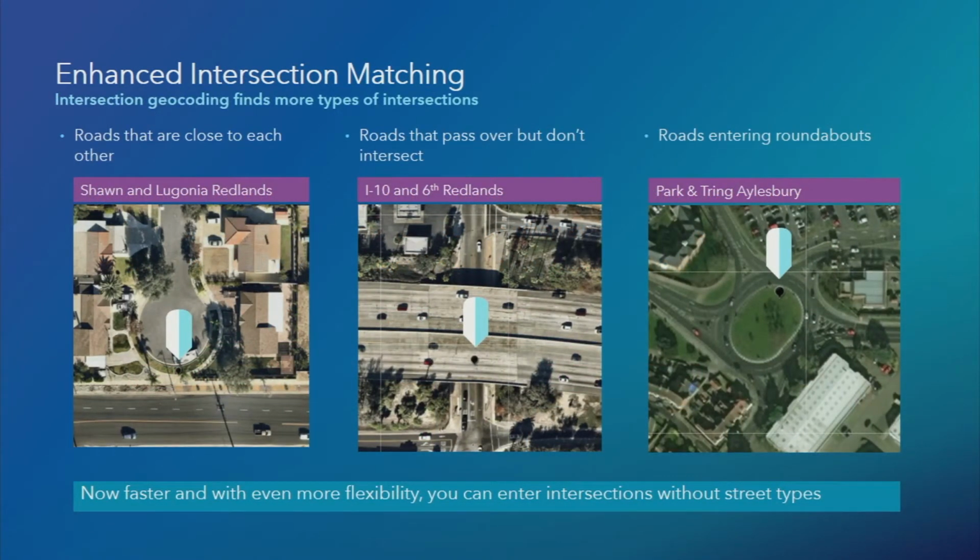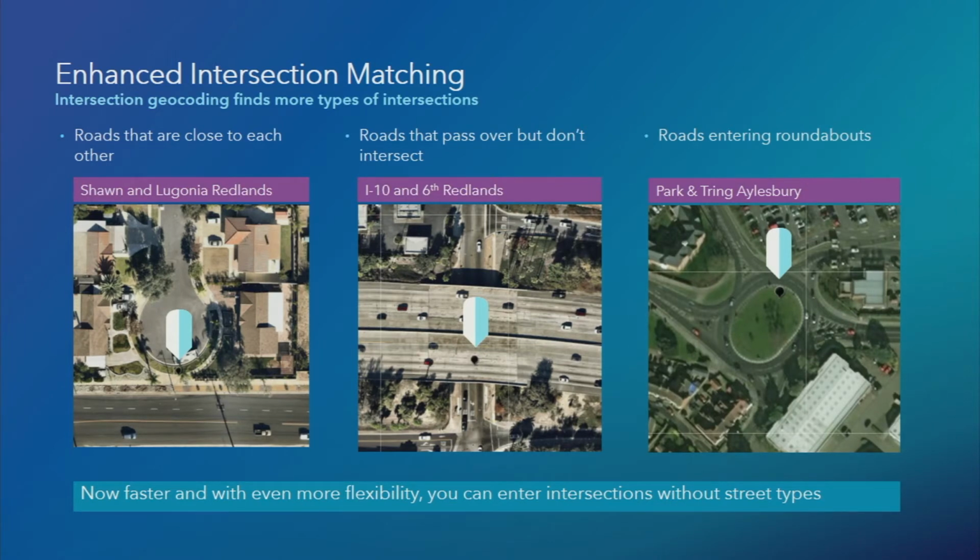We've worked quite a bit over the last year or two to improve our intersection matching. This means we've extended the capability of finding intersections in our system to find more different types of intersections. We can find intersections where roads don't actually connect or intersect, but they're close to each other, and somebody standing at that location might perceive it as an intersection. We've also added a capability to find intersections where roads pass over each other but don't intersect. You can think of a freeway passing over top of a road or underneath a road. In the data the features don't physically connect, but we can now intersect those features and find those types of intersections.